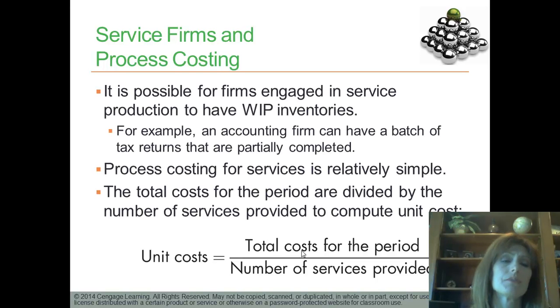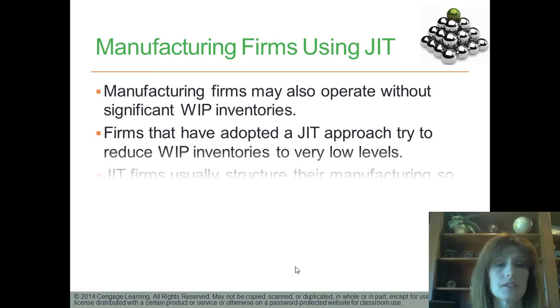Okay, service firms also obviously have process costing capabilities, and even possibly have work in process. They use the example here of an accounting firm that has a batch of tax returns that are partially completed. With a service firm, what's nice is we can take the cost for the period and divide it by the number of services provided to get the unit cost. So if we prepare tax returns, we can take all our labor costs and whatever other paperwork costs we might have, divide by the number of tax returns, and get a pretty simple unit cost.